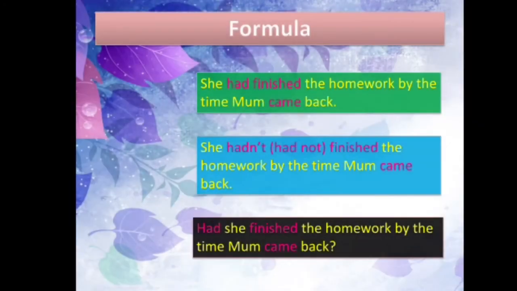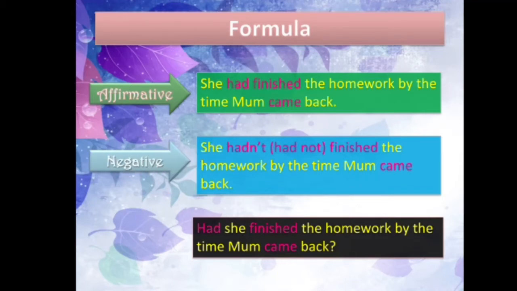Here we have some examples, like she had finished the homework by the time mom came back. It means when mom came back. So the first action is had finished, and the second action is mom came. This is the affirmative verb. What about negative? It's gonna be she hadn't or had not. The question should be had, then subject and PP.